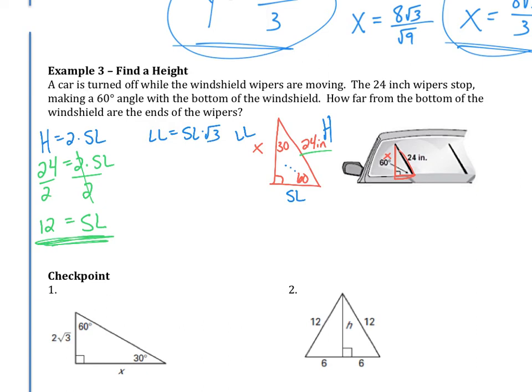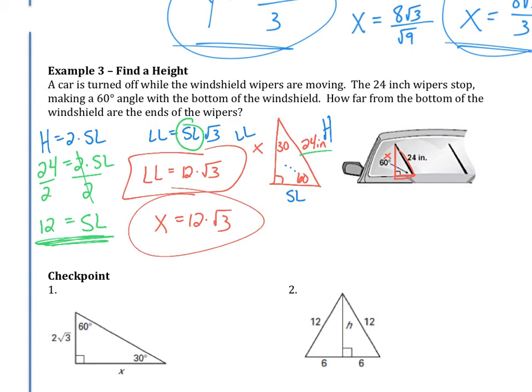So now we use that and plug it in over here. So if the short leg is 12, that means the long leg is equal to 12 times the square root of 3. Which would mean that x is equal to 12 square root of 3, which means that the windshield wiper is 12 square root of 3 above the bottom of the windshield.